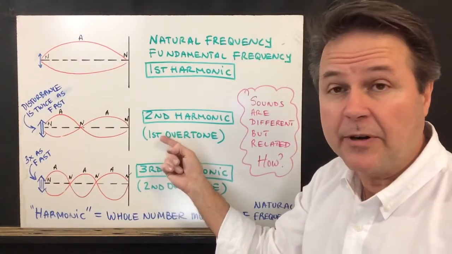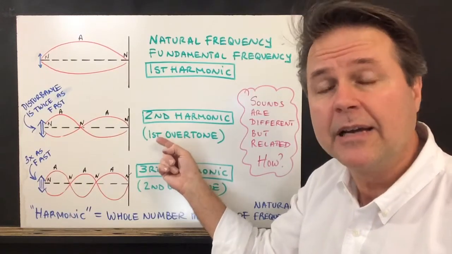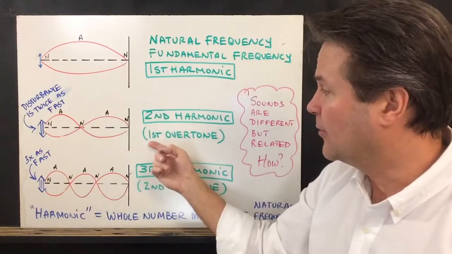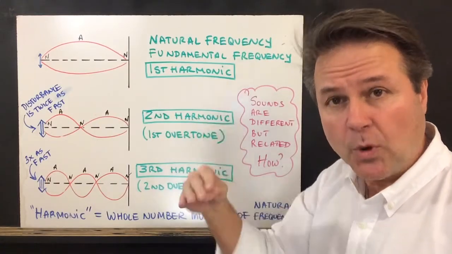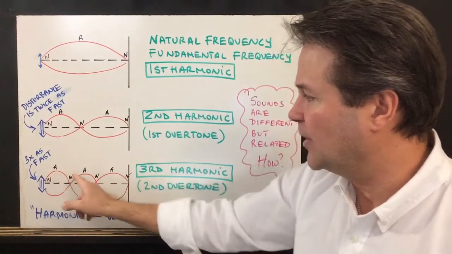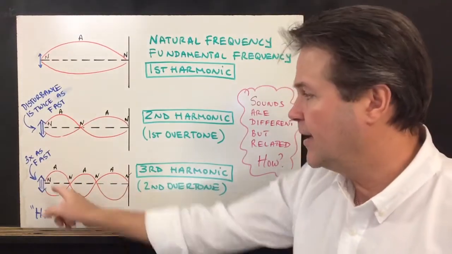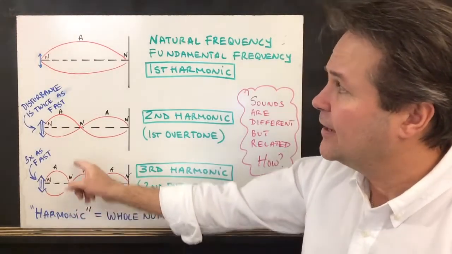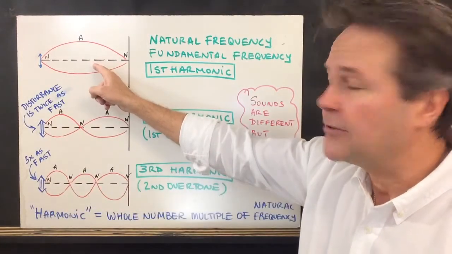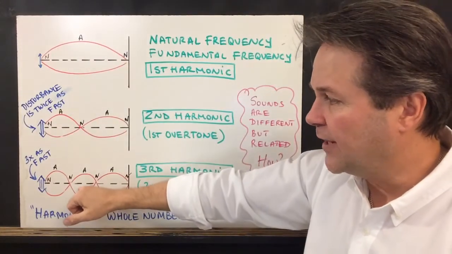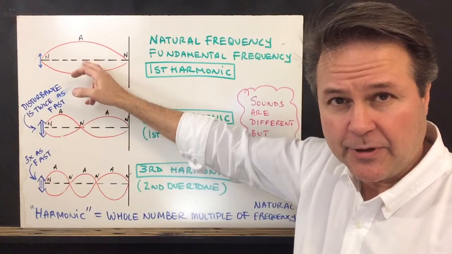That would be very important in music. If you want to talk about the next higher octave, that would be called the overtone because it's 1 and above. Now the third harmonic consists of 1, 2, 3 antinodes and 1, 2, 3, 4 nodes. And that's produced if you take the fundamental frequency and you produce a disturbance 3 times that frequency.